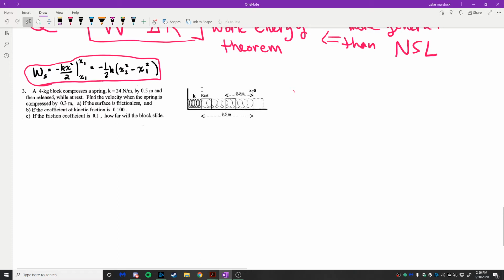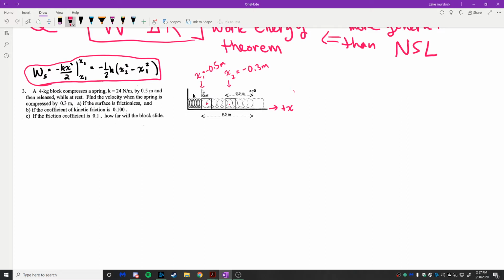So the object is going to start from right here. This would be our initial coordinate, maybe we call it x1, and this is going to be our second coordinate, we'll call it x2. I'm going to use a coordinate system so that x1 is going to be negative 0.5, and then x2 is going to be negative 0.3, making this the positive x direction that way. So the block goes from here to here.